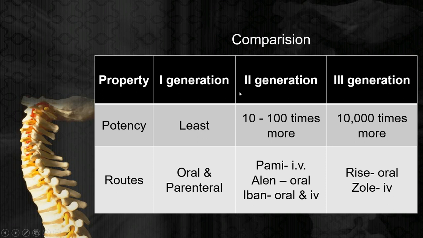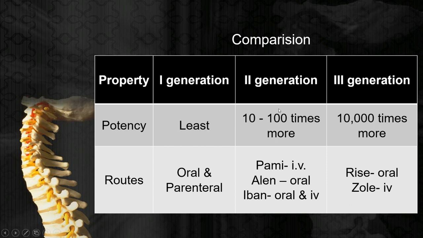Now let us have a small comparison between first generation, second generation and third generation bisphosphonates. The first generation bisphosphonate, that is etidronate, is least potent. The second generation, in comparison to the first generation, is 10 to 100 times more potent, whereas the third generation is around 10,000 times more potent when compared to the first generation. First generation bisphosphonates can be given orally as well as parenterally, and they are very rarely used these days because of their less potency as well as severe adverse reactions.